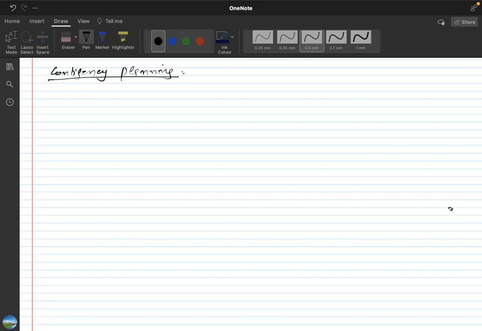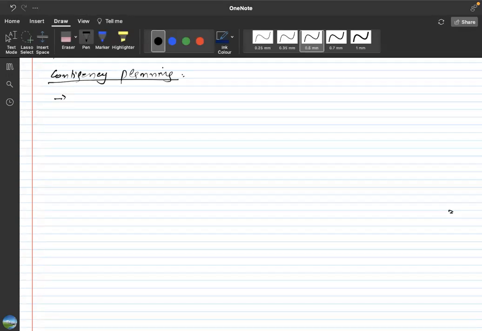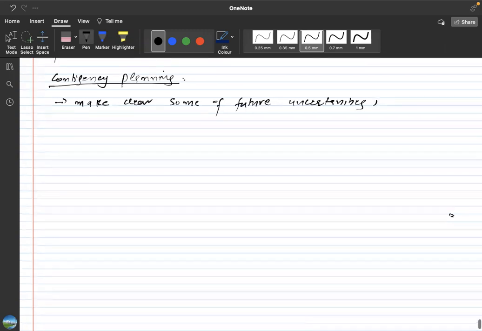Contingency plans help us to make something clear about the future uncertainties, and identify risks and opportunities, and prepare for them eventually.